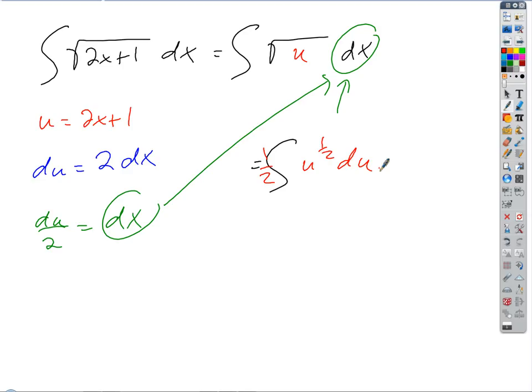So what is the answer to this one? What is the antiderivative of u to the 1/2? So u to the 3/2 divided by 3/2, which we never do, so instead we multiply by 2/3. So we get our 1/2 times 2/3 u to the 3/2 plus c, right? And the 2's will cancel.